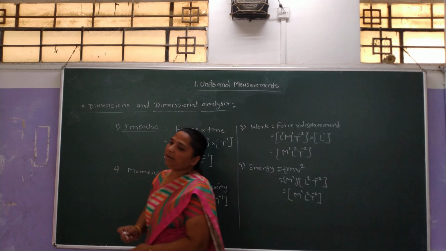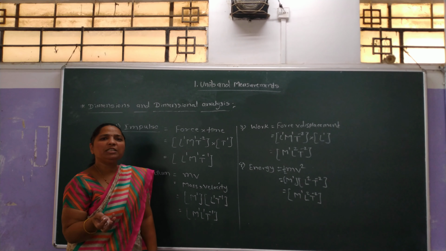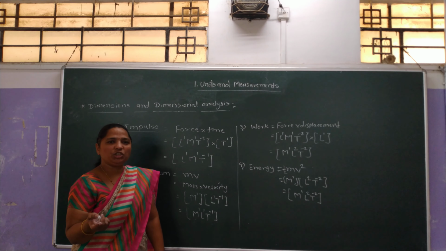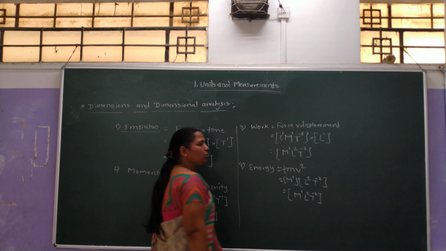Now the energy, potential energy's formula is also mgh. Therefore its dimension is again M1 L2 T raised to minus 2.